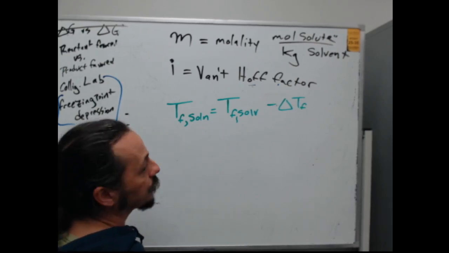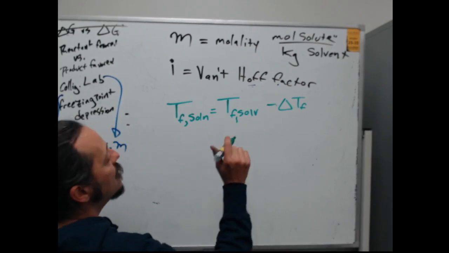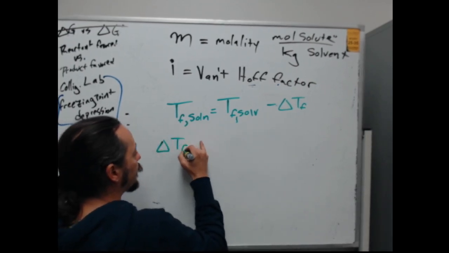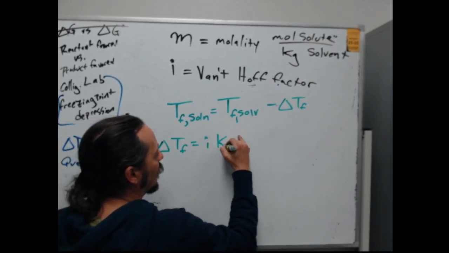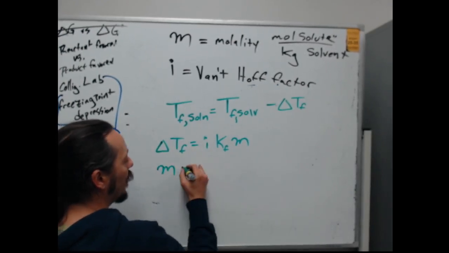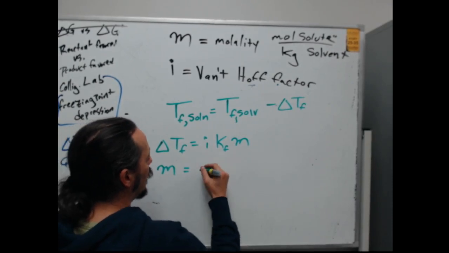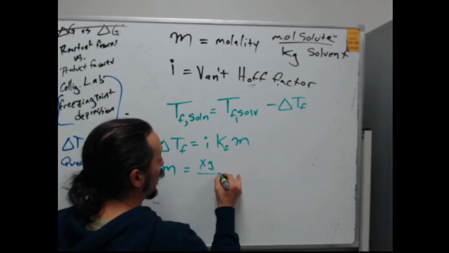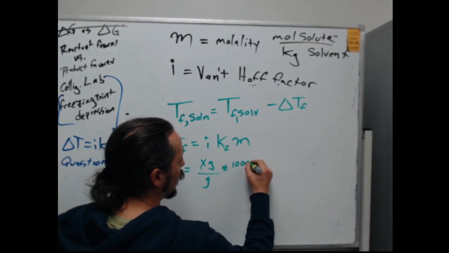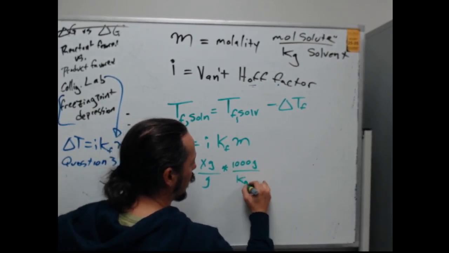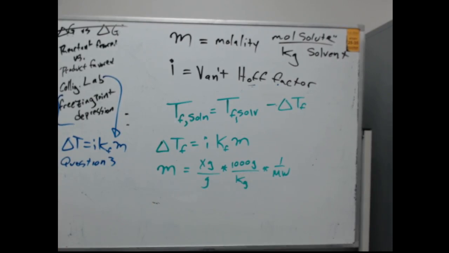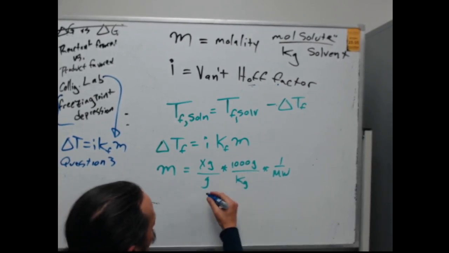I have the data if you want. Okay, almost there. The other thing we have to recognize is that this delta T of F is something we can calculate. It's equal to i Kf times molality. Molality is something that we can calculate. Molality is going to be our x grams per gram, the weird units we use on the bottles, times 1,000 grams per kilogram, times 1 over molecular weight. That will get us to molality from this being on the bottle.